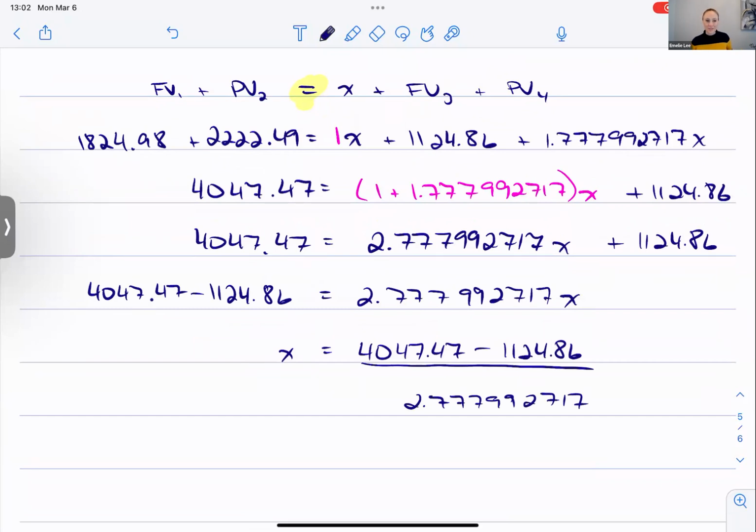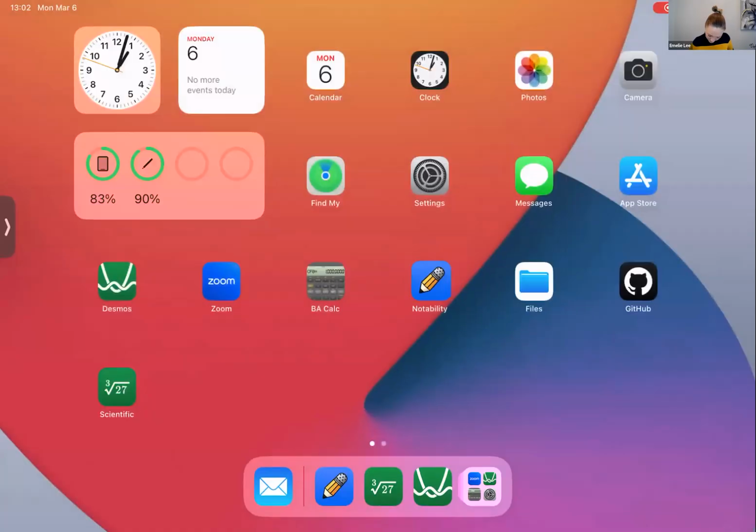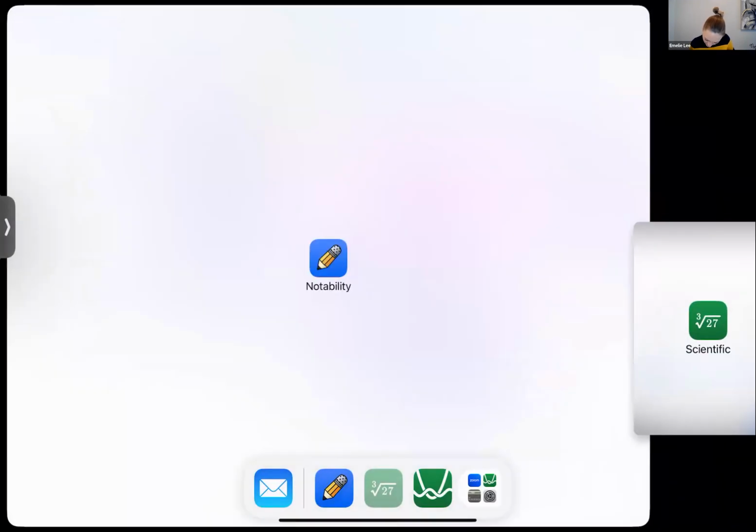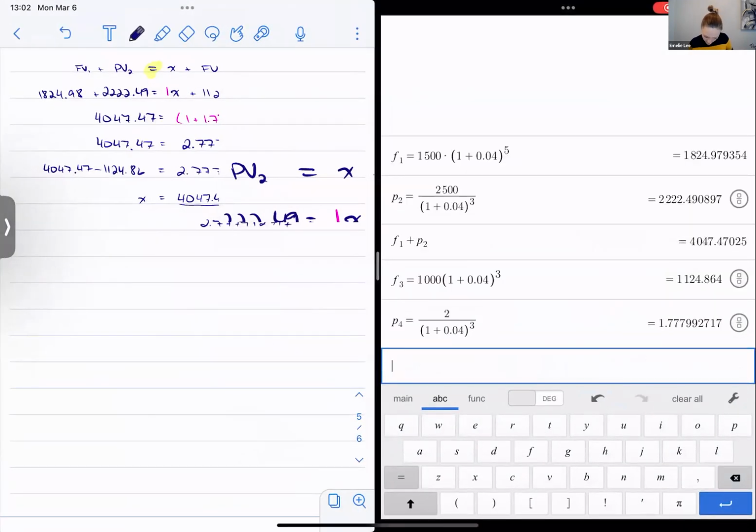And this is where I'll bring in the calculator. Okay, here we go. Oops. Try to do it on the side here. All right. So, it's showing up a little bit weird, but in the past, it's sorted itself out.